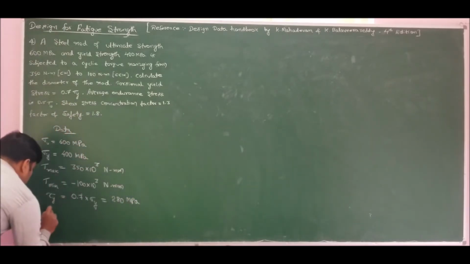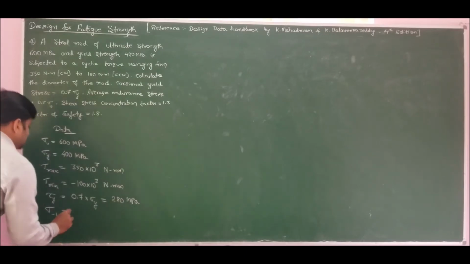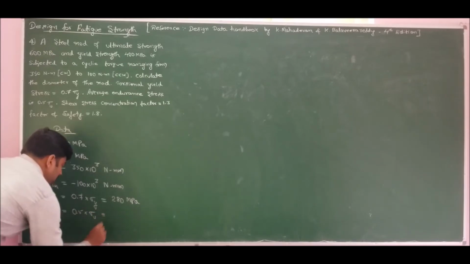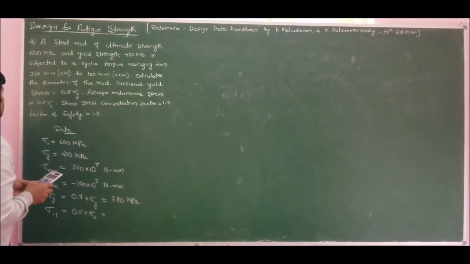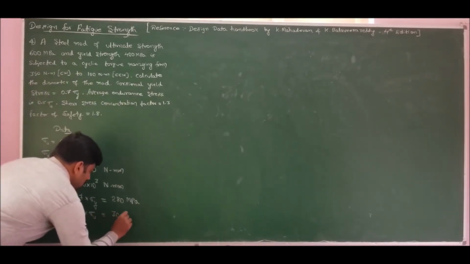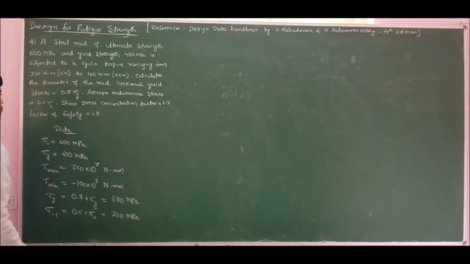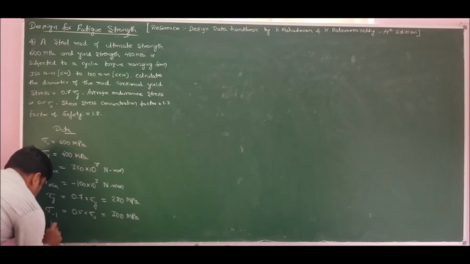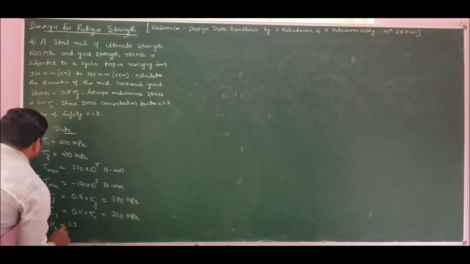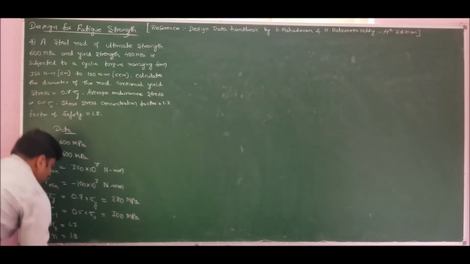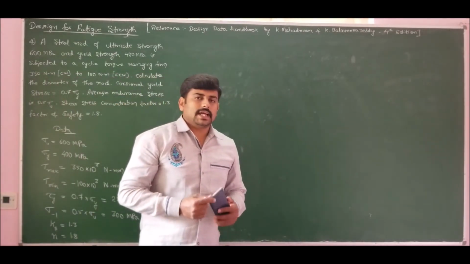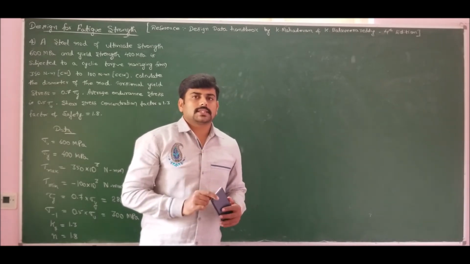Average endurance stress is stating sigma endurance as 0.5 times sigma ultimate. If not given, this is what we should assume, 0.5 times sigma ultimate. 0.5 into ultimate, which is 600, I will get the answer as 300 megapascals. Shear stress correction factor is given, Ks is 1.3. Factor of safety is mentioned, N is equal to 1.8. So this is the data given. He is asking us to calculate the diameter, so we are designing for a circular cross section machine element.